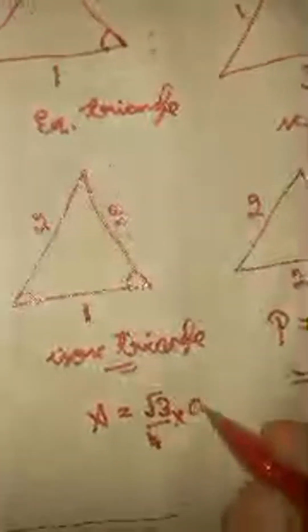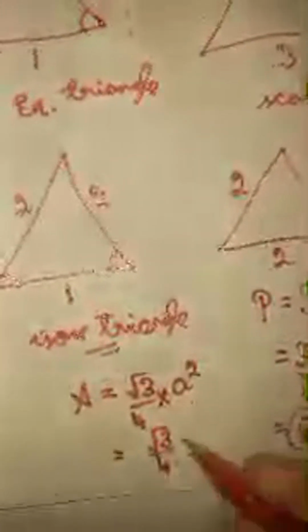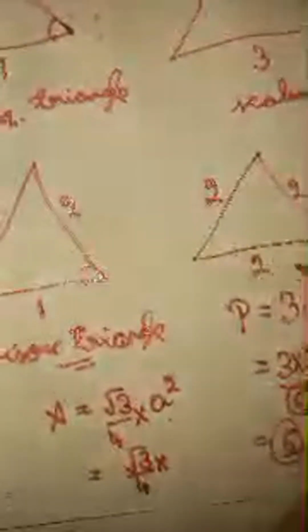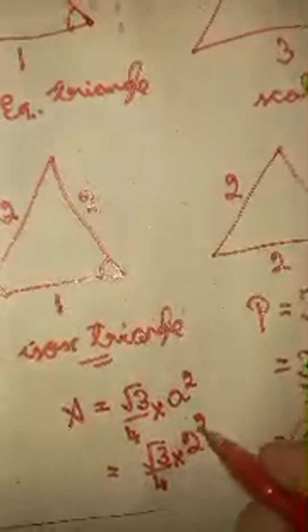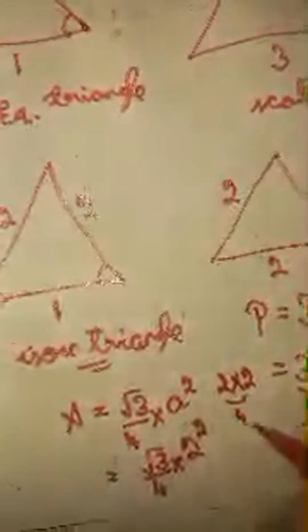I need to find the area of this equilateral triangle. That is root 3 by 4 times the side length squared. Root 3 by 4 times, here the side length is 2 units, so it is 2 squared. 2 squared means 2 times 2, which is 4. 4 over 4 cancels out. Root 3 square units.